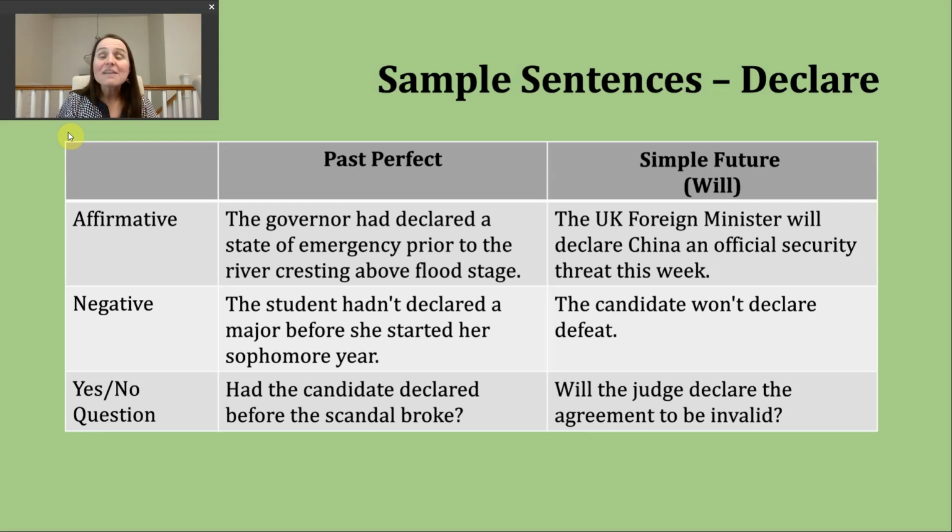But if you want to make a negative simple future sentence, again, our structure will be to start with our subject, then will not, then the base verb. You might also hear people form a contraction with will not, won't. You can see that in my example here. The candidate won't declare defeat.